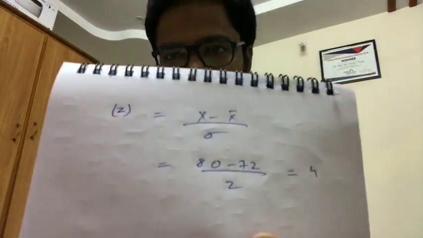Then the Z-score would be 4, right? Let me just write it down. Relative deviate Z-score, Z is x minus x bar divided by sigma: 80 minus 72 divided by 2. Just observe this value.